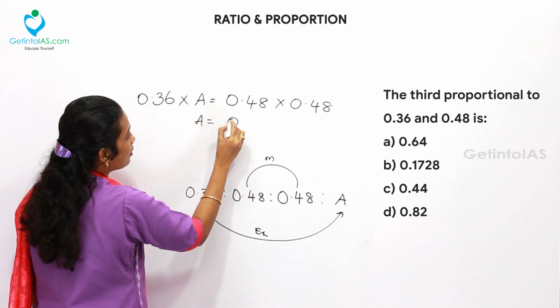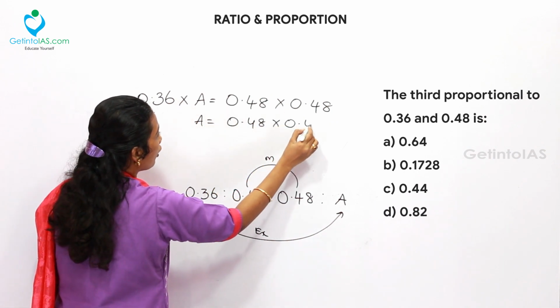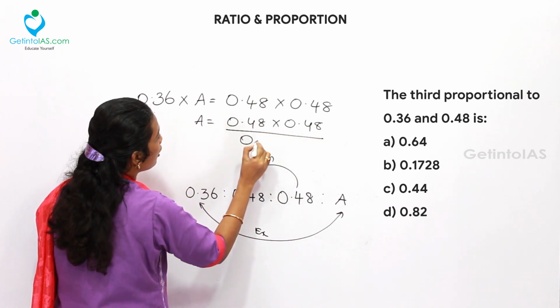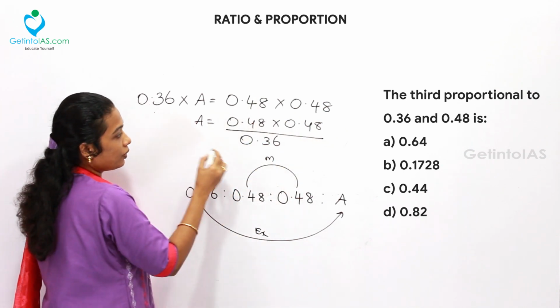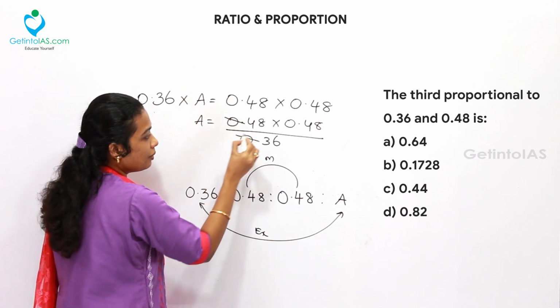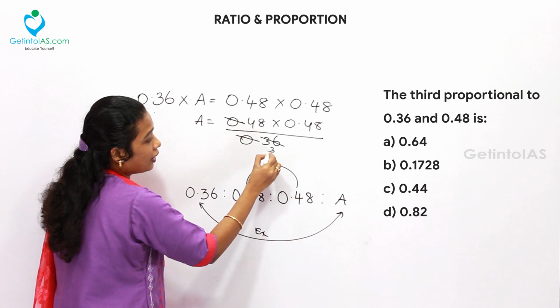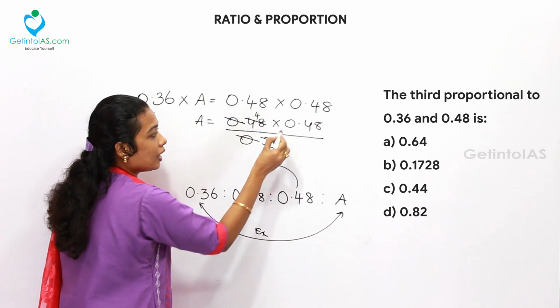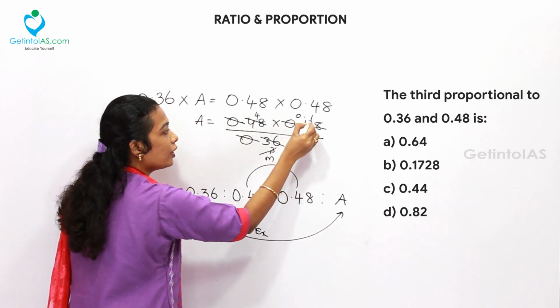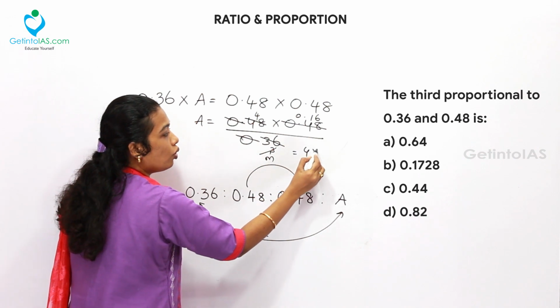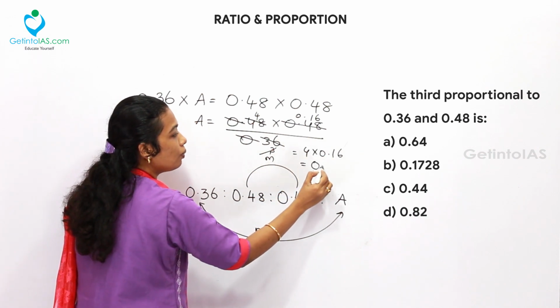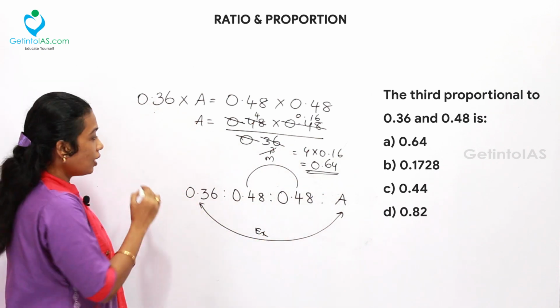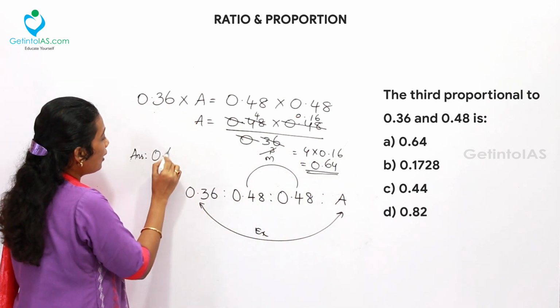Then A is 0.48 into 0.48, the whole divided by 0.36. Simply you can cut the decimal and 0 first. Here 3 times 12 is presented. Here 4 times 12 is presented. Again this 3 can be cut, that is 16 times 0.16. Finally my answer is 4 into 0.16, that is 0.64. The answer for this question is 0.64.